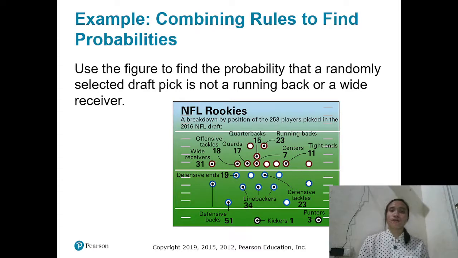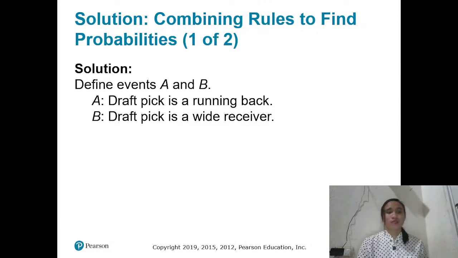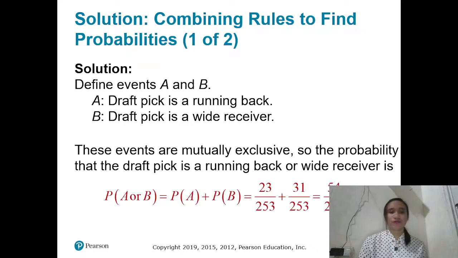For an example of combining rules to find probabilities, use the figure to find the probability that a randomly selected draft pick is not a running back or a wide receiver. So, as you can see in the box, then define events A and B. Event A: the draft pick is a running back, and event B: the draft pick is a wide receiver.